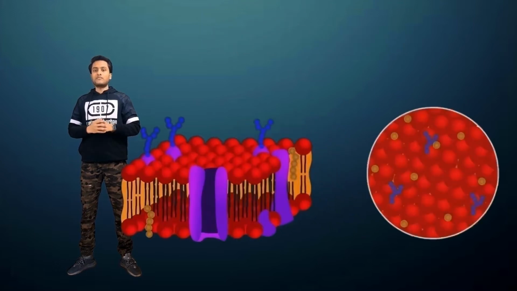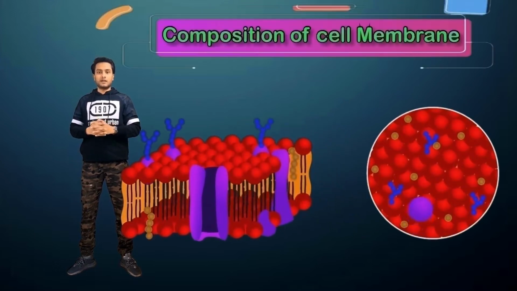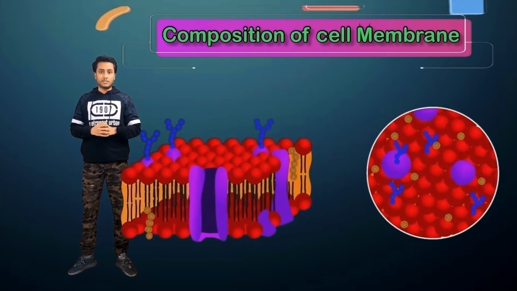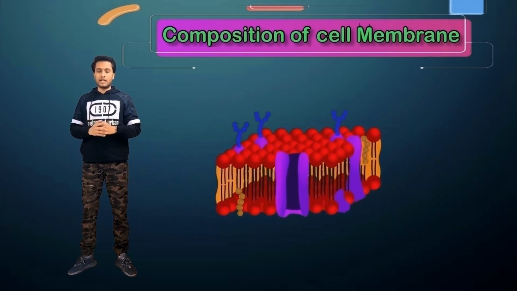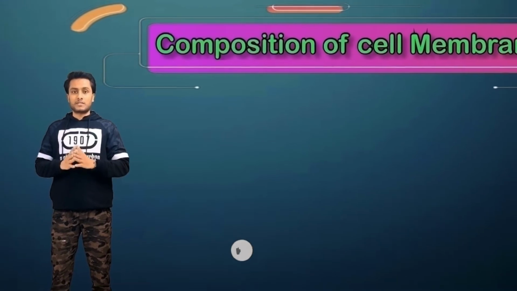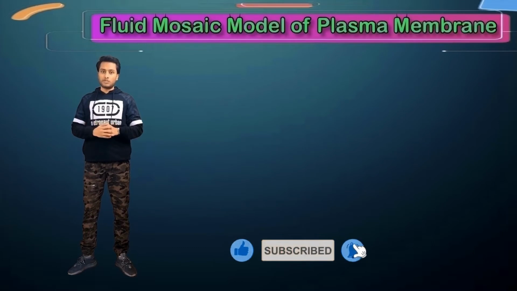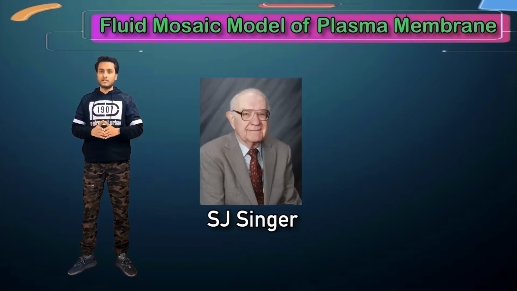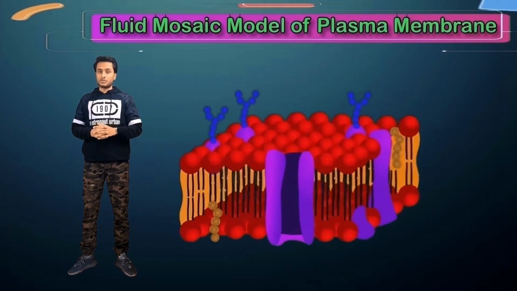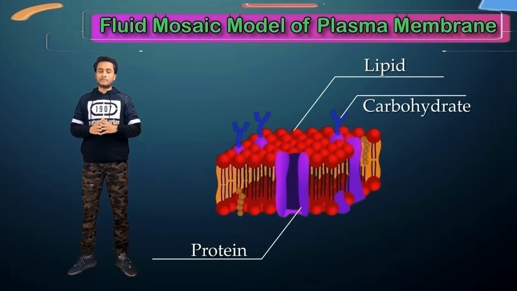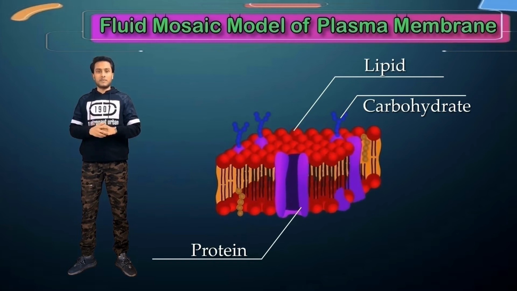So let's start from the first and discuss the composition of the cell membrane. The cell membrane contains a variety of biological components like lipids, proteins and carbohydrates as well. Its structure was given by different scientists, but the structure that resembles the cell membrane most is the fluid mosaic model, and this model was given by Singer and Nicholson. This structure shows that the plasma membrane contains lipids, proteins and carbohydrates, and this model also represents how these structures are available in the cell membrane.